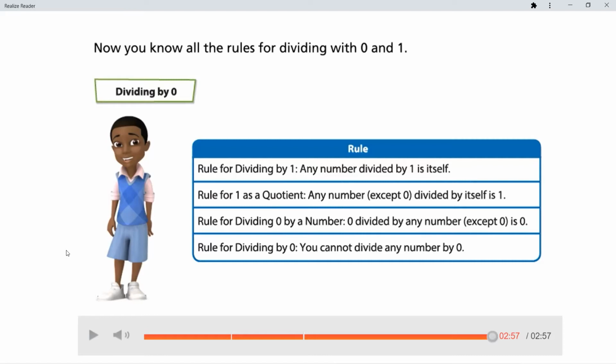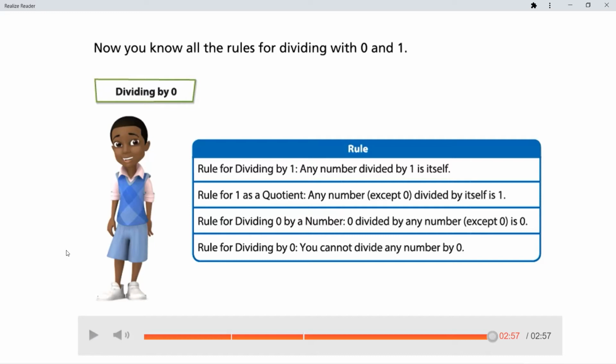Your rule for 1 as a quotient. Remember, a quotient is the answer to a division problem. So when you have 1 as a quotient, that means 1 is your answer. And we know that any number except for 0, when you divide it by itself, equals 1. So if you have 3 cookies and you want to share them with 3 friends, each friend is going to get 1. If you have 5 books that you want to share with 5 friends, each friend is going to be able to read 1 book.